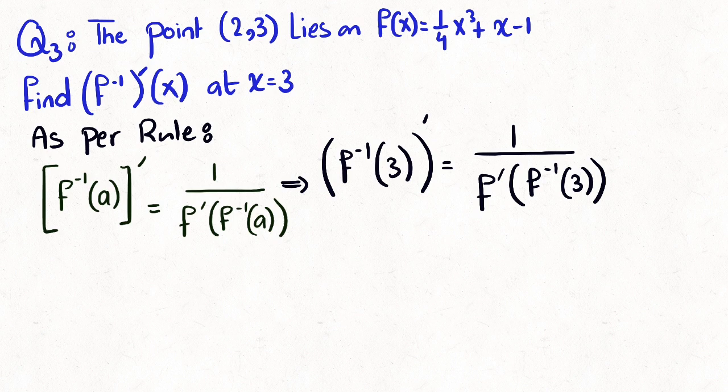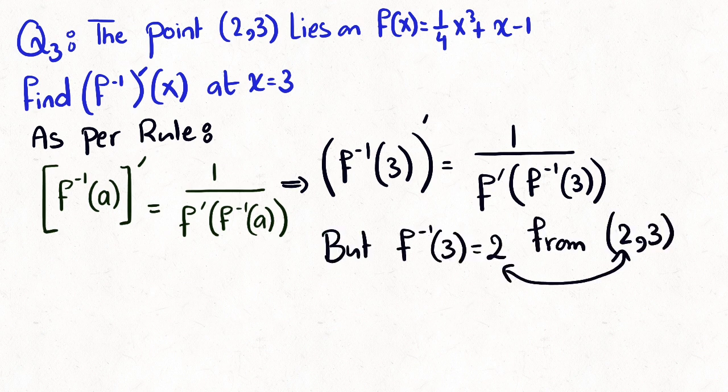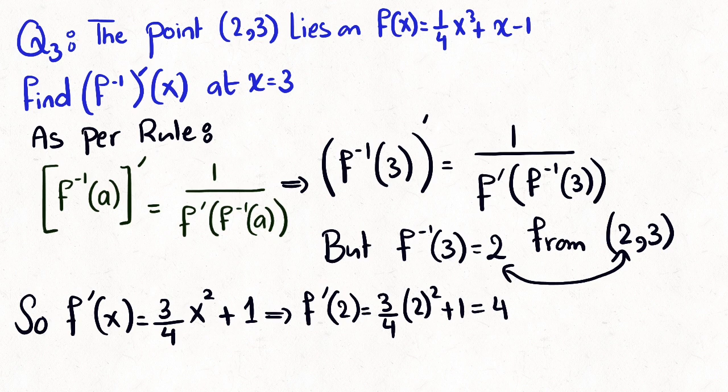First of all, we will apply the rule. It is 1 divided by f prime of f inverse of a, and a equals 3 this time. Now, we will say, okay, what is f inverse of 3? Go back to the point, it is 2. This basically means the answer will be 1 over f prime of 2. You find f prime, or the first derivative of f of x, and you replace x by 2, and then 1 over 4 will be the final answer.